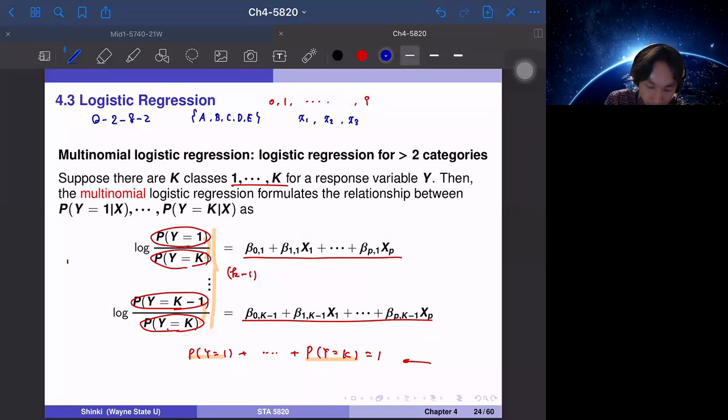So the probability of, for example, y equal to A as baseline, and then we have to formulate the ratio of the probability of y equal to B and A, C and A, D and A, up to the probability of y equal to E and A. So we have to formulate these 4 quantities: B over A, C over A, D over A, and E over A. So we have 4 equalities.